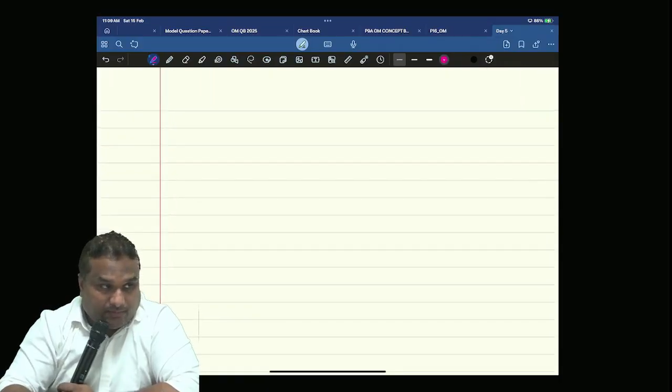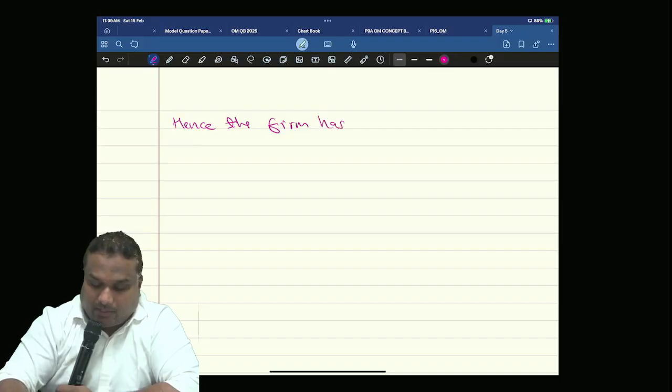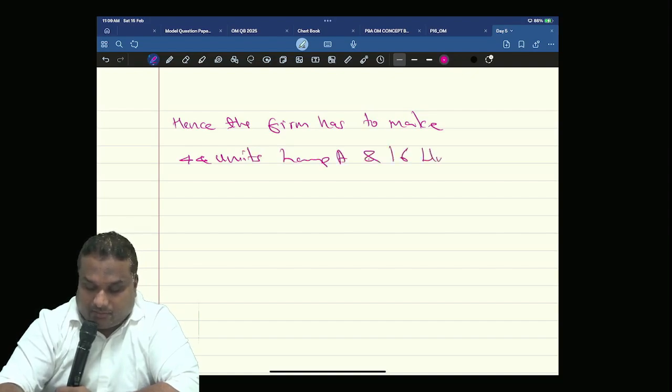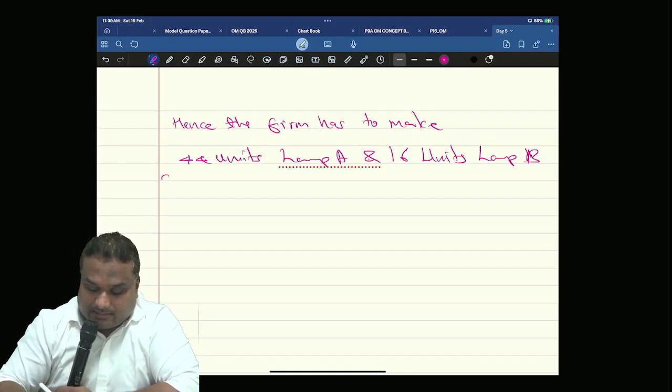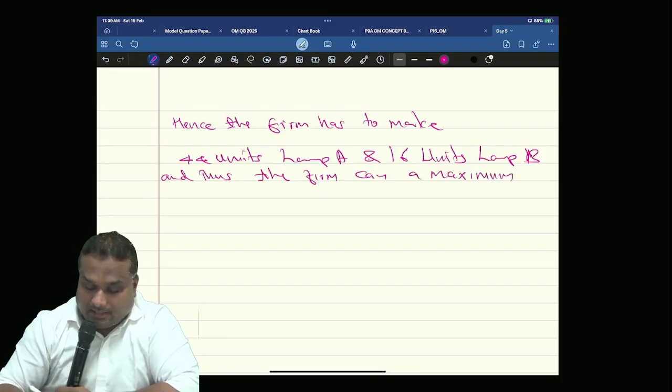Hence the firm has to make 44 units of lamb A and 16 units of lamb B, and thus the firm can earn a maximum profit of rupees 440.